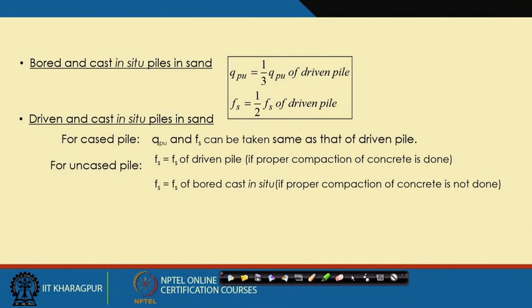If the proper compaction of concrete is not done, then the Fs will be equal to the Fs of bored pile, okay. And if compaction is done, then Fs will be equal to the Fs of driven pile, okay. So, if it is uncased or cased, Qpu and Fs both are equal to the driven pile. So, these are the information.